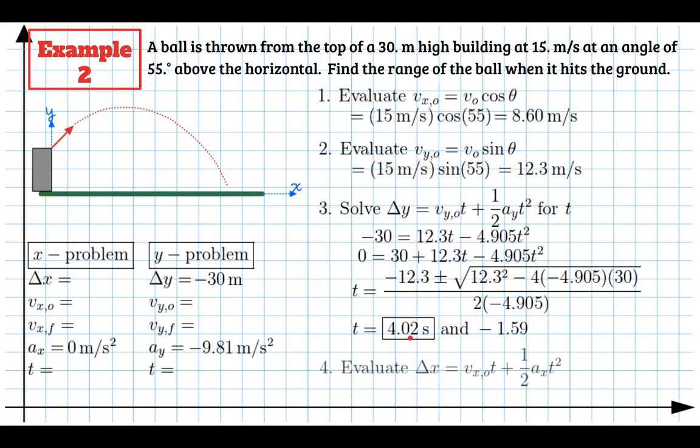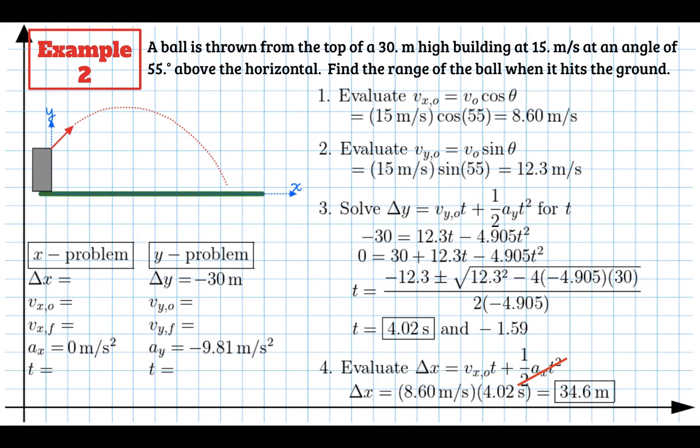So now that I know the time, I can evaluate this expression to find the distance it moves horizontally. The acceleration is 0, so that goes away. So I simply plug in my initial velocity in the x direction, which is 8.6 meters per second. Multiply that by the time, which I found up here in step 3, 4.02 seconds, and that will tell me the range, or how far it goes horizontally. So this object lands 34.6 meters horizontally from where it started. All right? So that's the process we're going to follow when we solve these general projectiles.